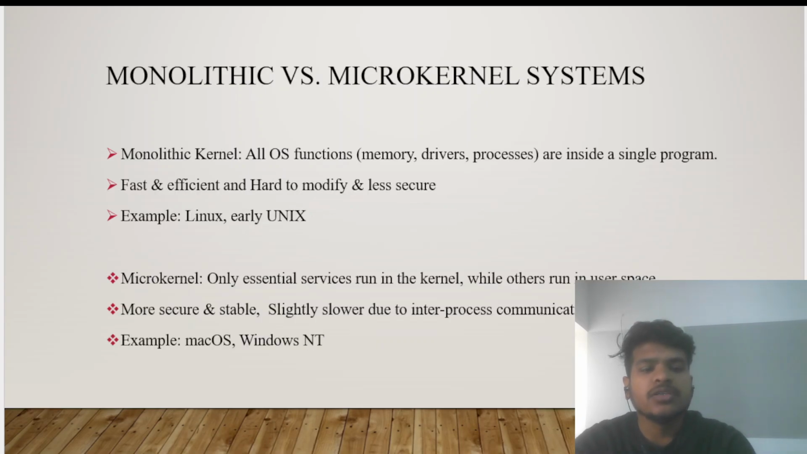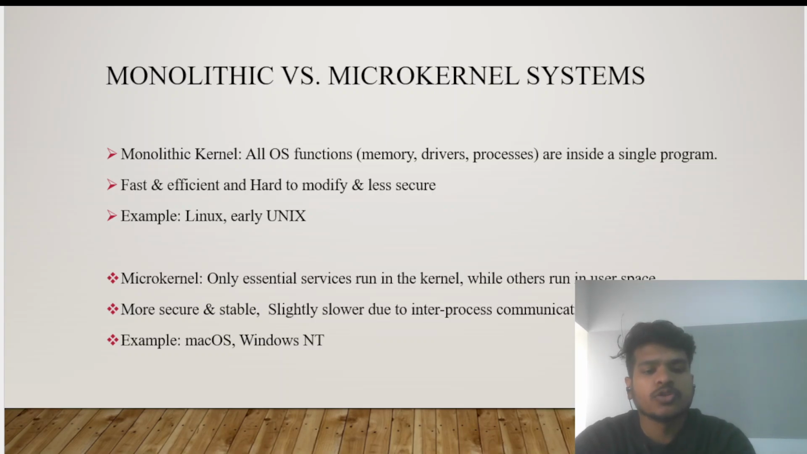Then let us see what are monolithic and microkernel systems. There are two types of kernel architecture. Firstly, monolithic kernel, and the other is microkernel. These both handle OS functions, but they operate very differently. Firstly, monolithic kernel. A monolithic kernel is a single large program that contains all the OS services. It is fast but difficult to modify.